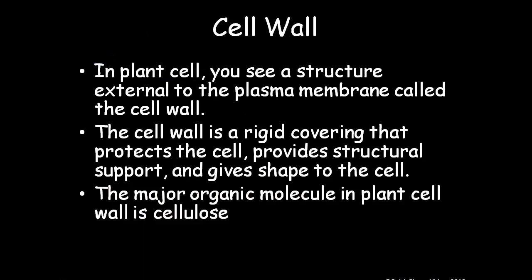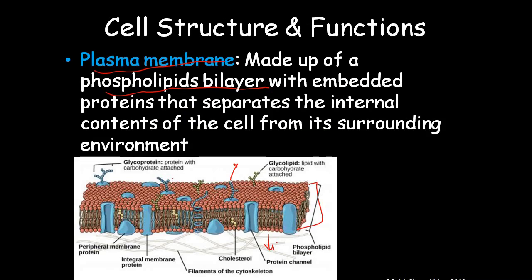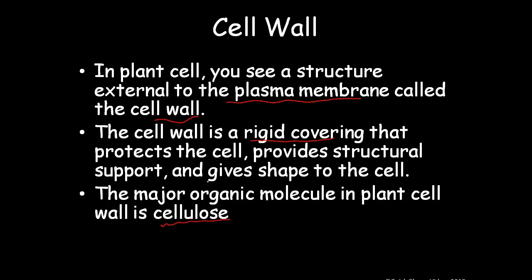In the case of plants, the external structure of the plasma membrane, which is also called the cell wall, is much more rigid in covering, and it protects and provides structural support to the cell. In plants, the outer structure is much more rigid and consists of an organic molecule called cellulose. We'll get into details of the plasma membrane in later slides.